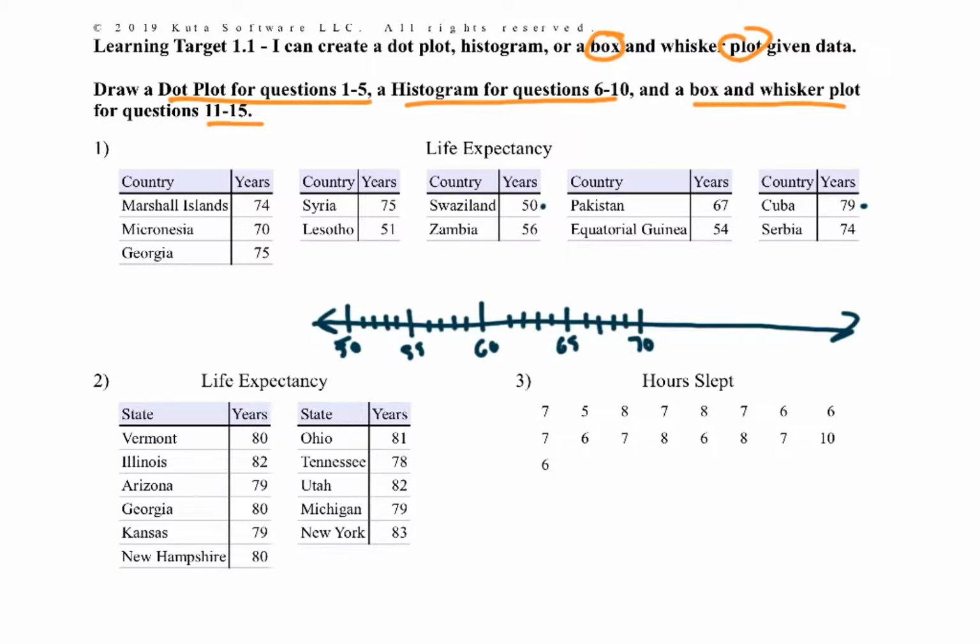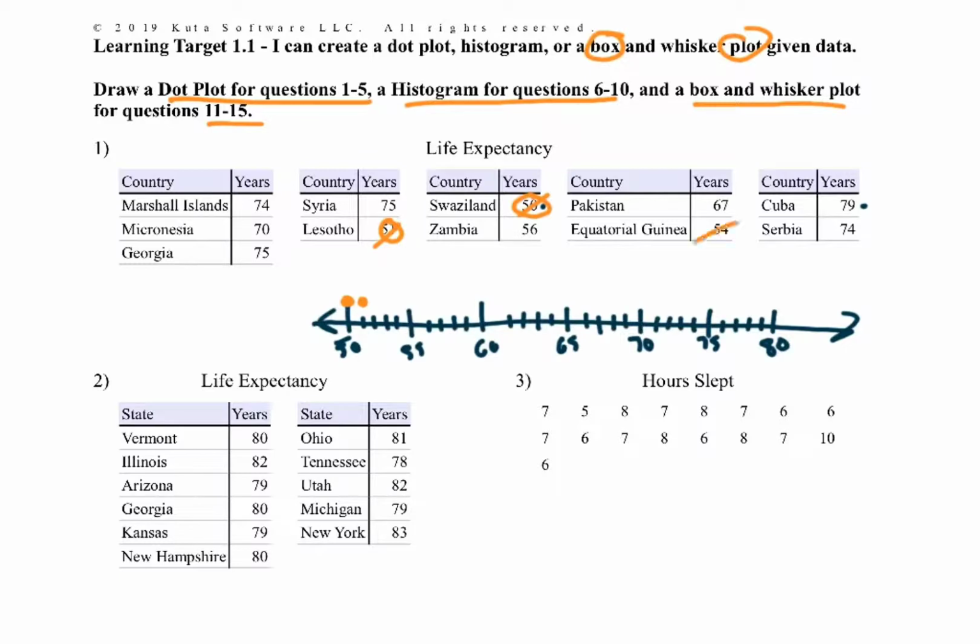70, 75, and 80. So then, depending on how many I have, I just draw a dot for each one. So there's only one 50, so I draw one dot for 50. There's a 51, so a dot for 51.